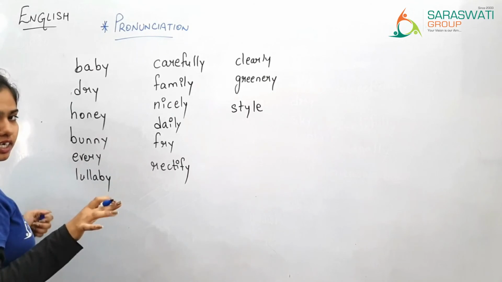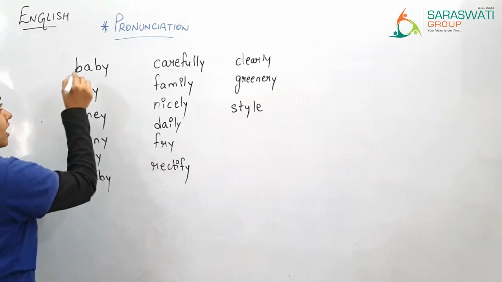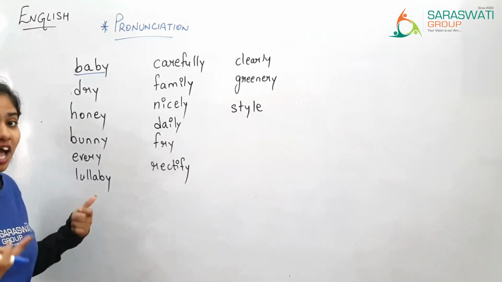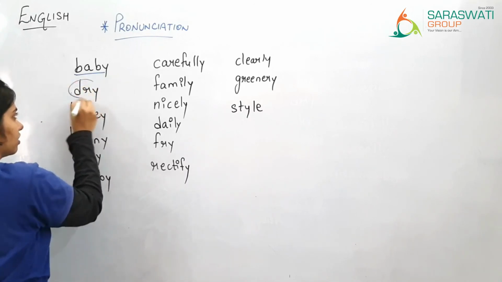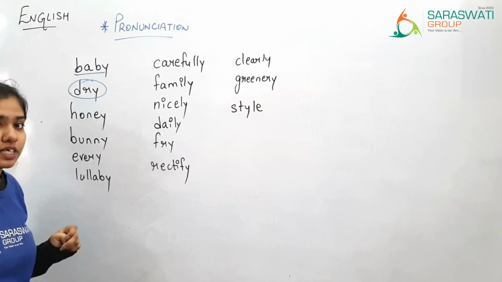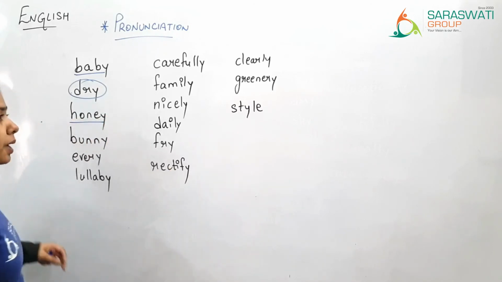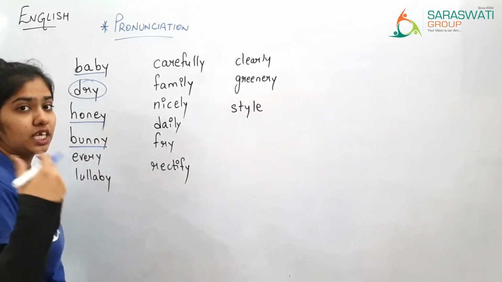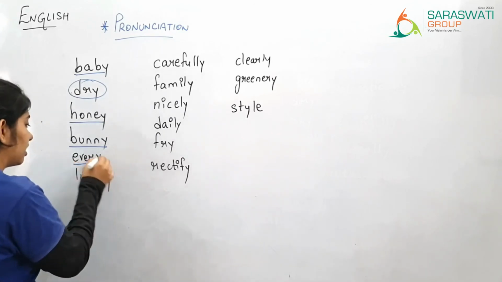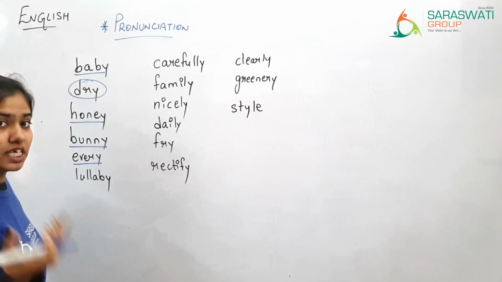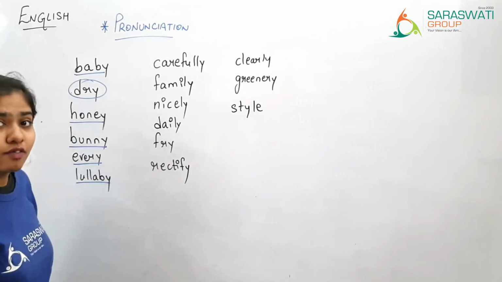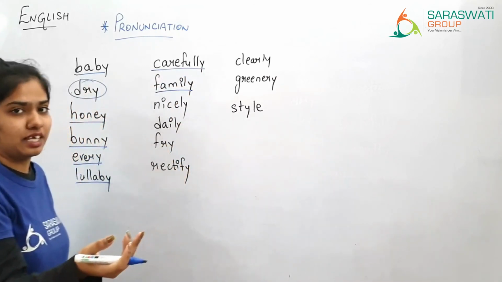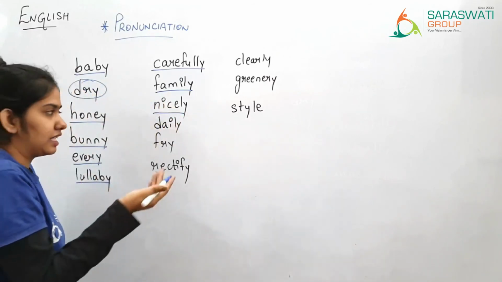E sound hoga to hum underline karenge, aur I sound hoga to hum round karenge, theek hai? Baby, E sound, so underline. Dry, I, so it is I sound. Honey, long E sound. Bunny, E sound. Every, E sound. Lullaby, E sound. Carefully, again E sound. Family, E sound. Nicely, E sound. Daily, E sound.